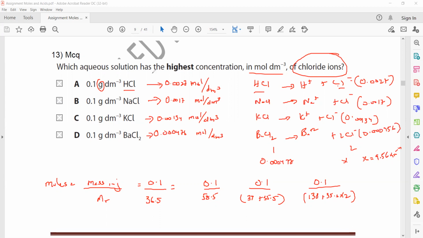And the question is, which solution contains the highest concentration? The first solution was 0.0027, second was 0.0017, the third one is 0.0013. So which is having the highest? So 0.0027, A, will be the right answer.